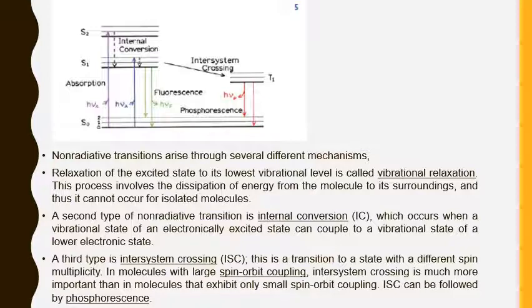Intersystem crossing can be followed by phosphorescence. Yes, the ISC, or intersystem crossing, is responsible for phosphorescence, whereas IC is responsible for fluorescence.